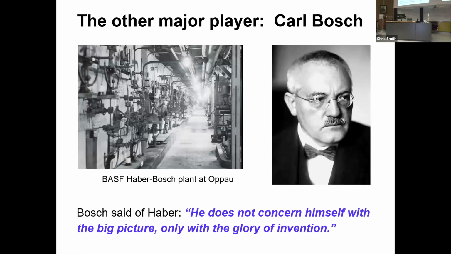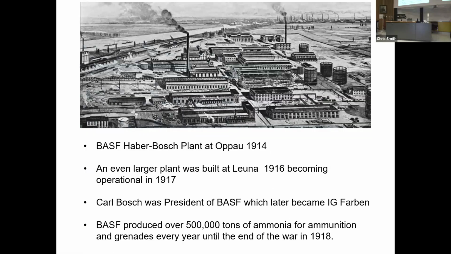They're still able to whack it up pretty quickly. And so this is the size of the plant here. This is the BASF plant at Oppau. You can see the size of it. It's really large. And then because, of course, they're wanting to gear up their war efforts, they built another plant at Leuna in 1916, an even larger plant.